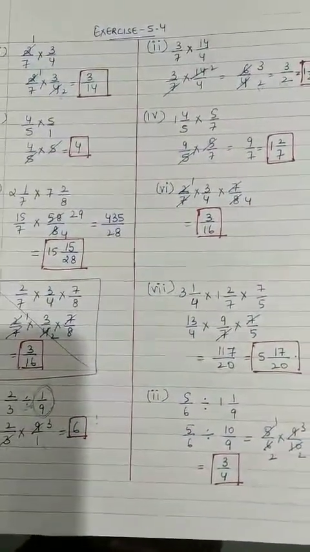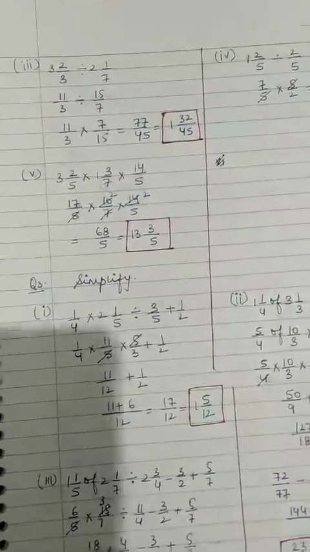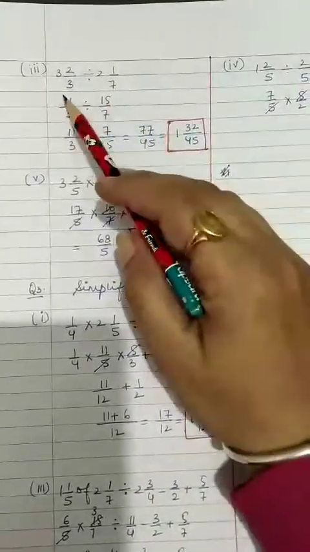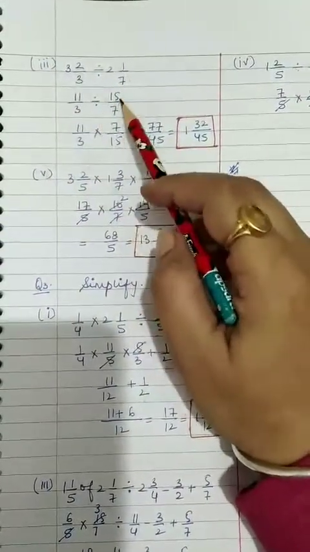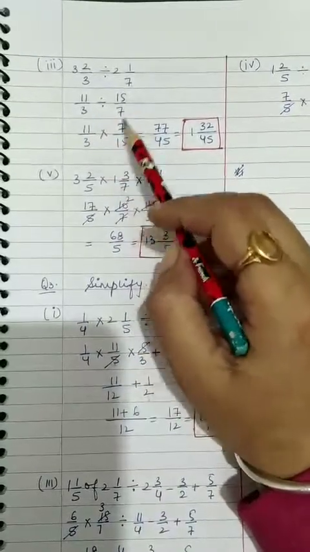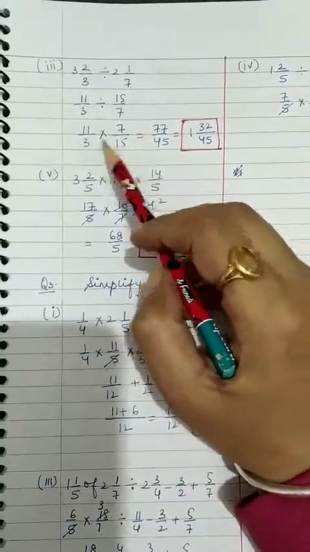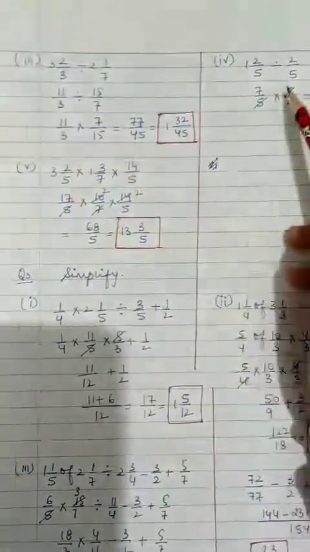Second part you can do it easily. Third part of this question, 3 2 by 3 divided by 2 1 by 7. First of all, convert them into improper fractions: 11 by 3 divided by 15 by 7. Change this divide into multiplication, and 7 by 15. Nothing can be cancelled. 77 by 45, change this into a mixed fraction.